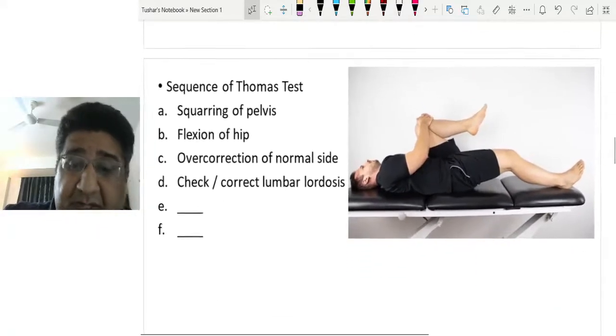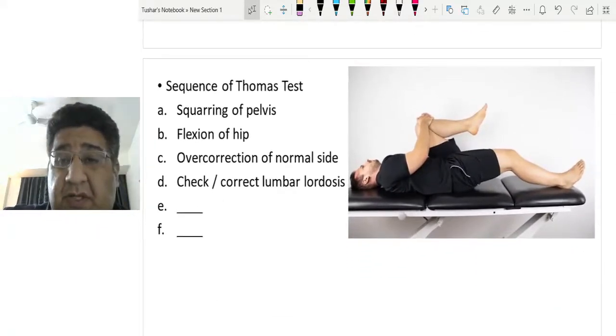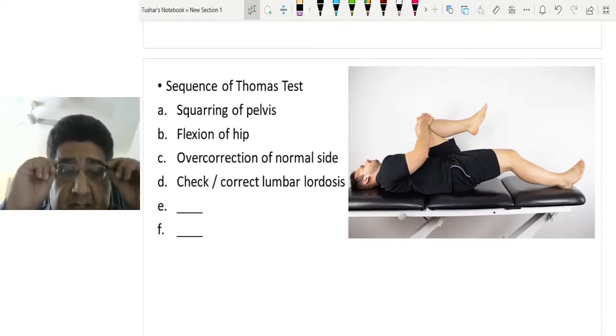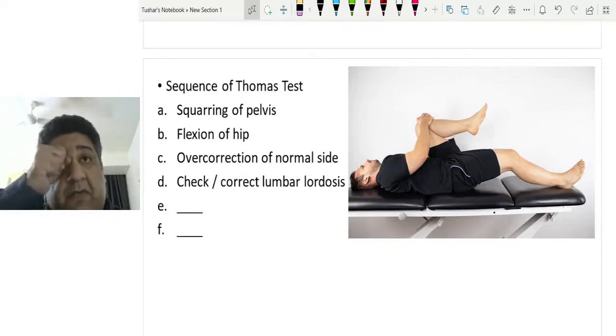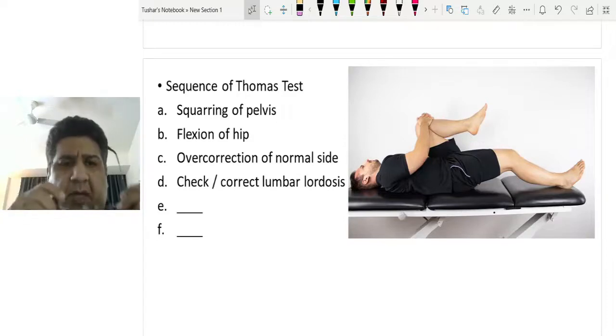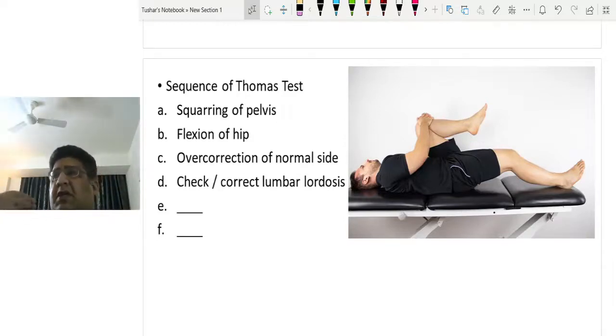Yes, this is one important question, the Thomas test, and they have spoken about the sequence of it. First, we'll try to understand what the Thomas test is. Please try to understand: if your hip gets diseased because of any pathology, that can be tuberculosis or any other anomaly.